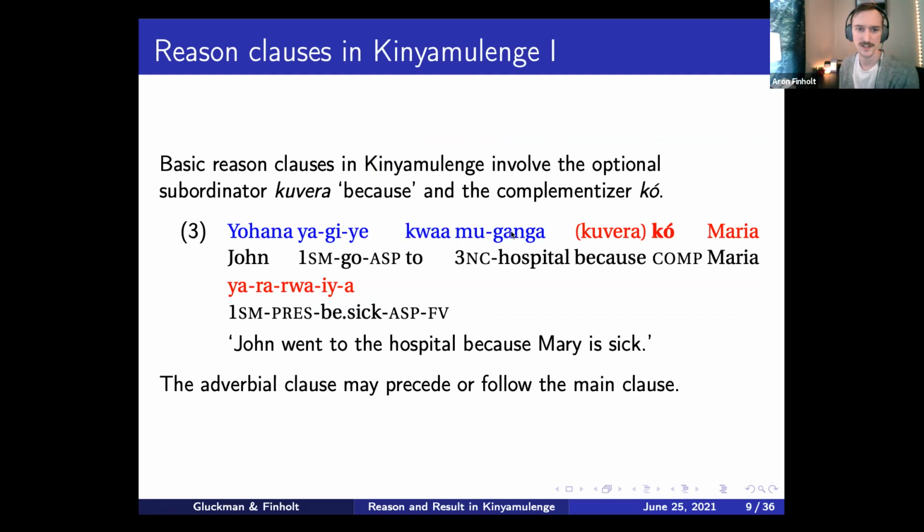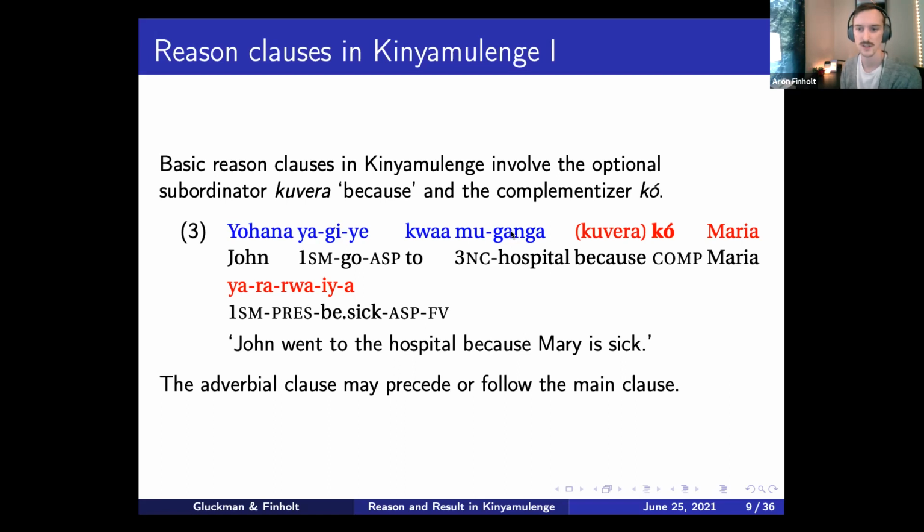So basic reason clauses, or default reason clauses, in Kinyamulenge involve two distinct components, right? First, the optional subordinator kubera, something like "because", and then the obligatory complementizer ko. So we can see this in 3. John went to the hospital because Mary is sick.